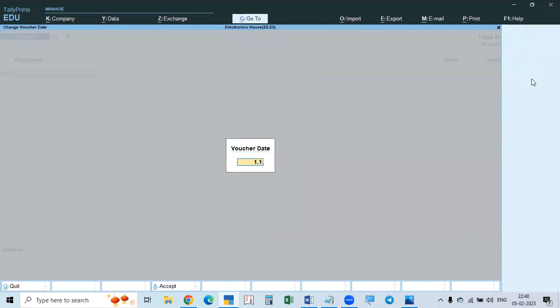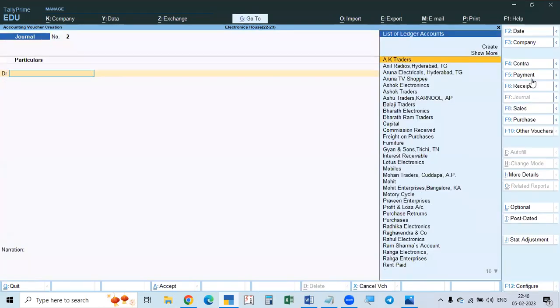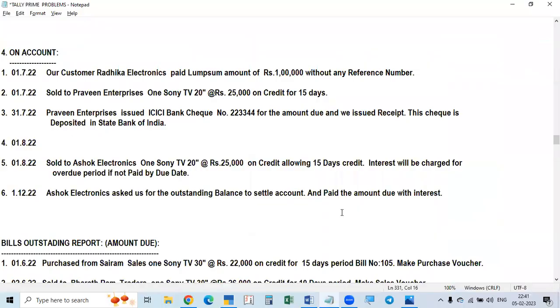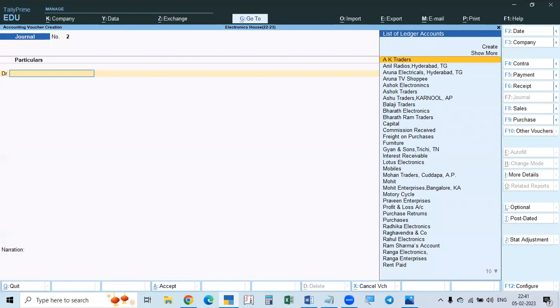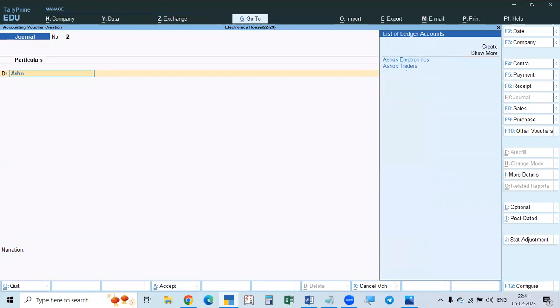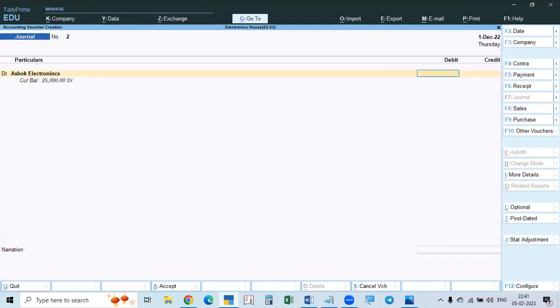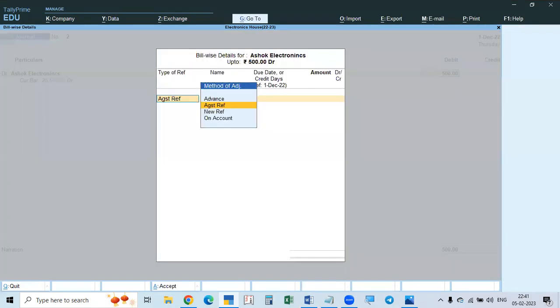You have to enter 1st December. See here, debit. From whom do we have to receive? The debtor. From 1st December, it is Ashok Electronics. Ashok Electronics account debit. So what is the amount of interest now? 500 rupees.